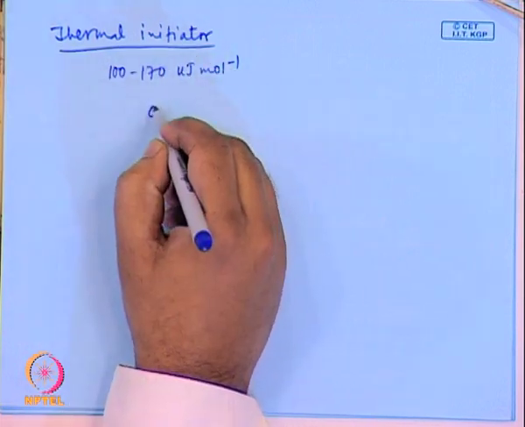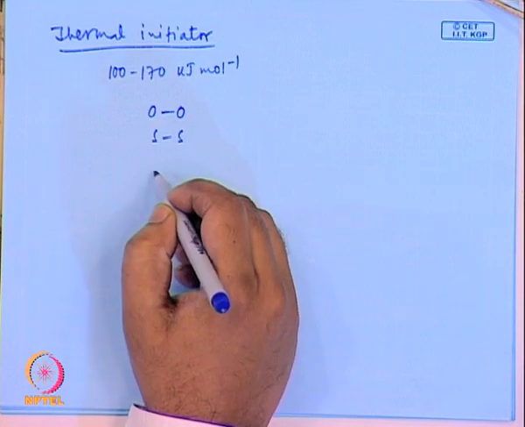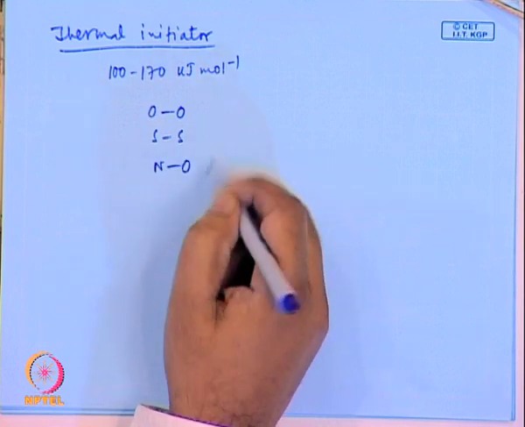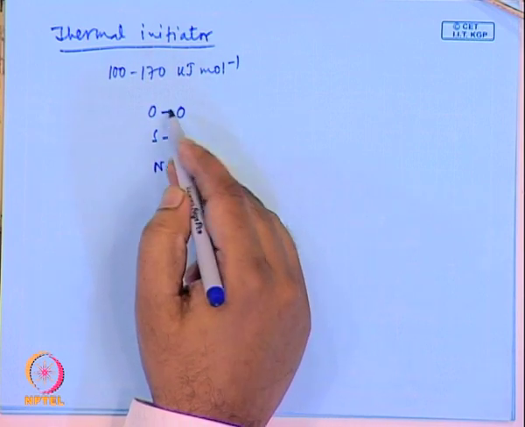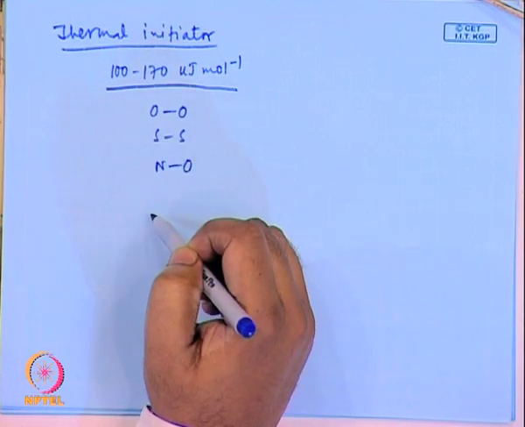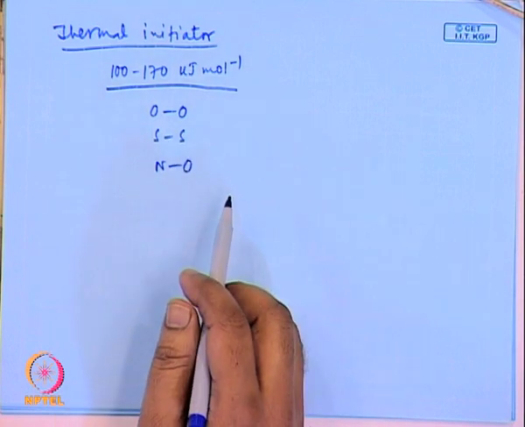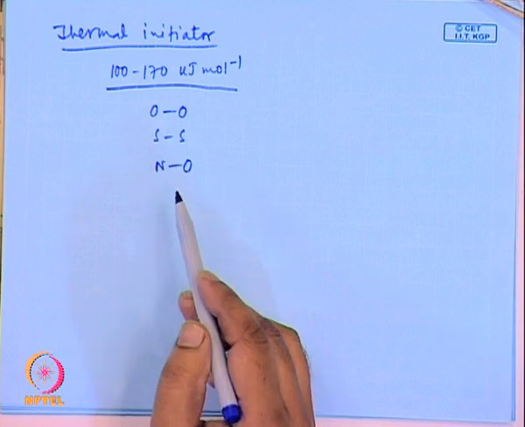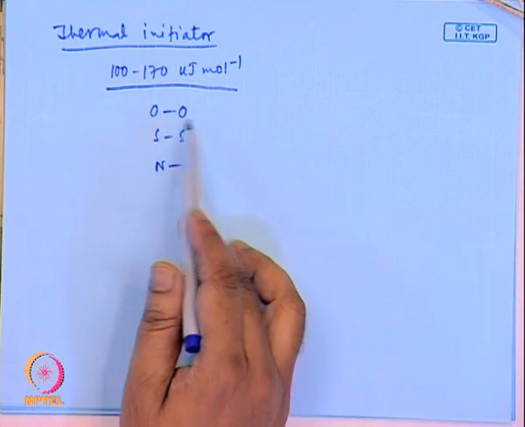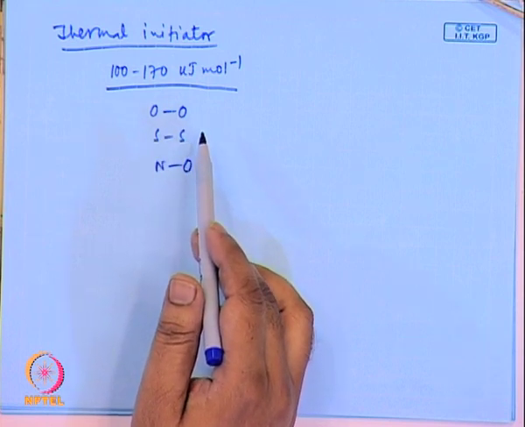And typically, if you have these peroxides or these S-S bonds, or if you have N-O bonds in your molecules, these bonds typically have bond dissociation energy in this range. So, they form radicals on heating, and at normal reaction temperature each molecule forms two radicals.